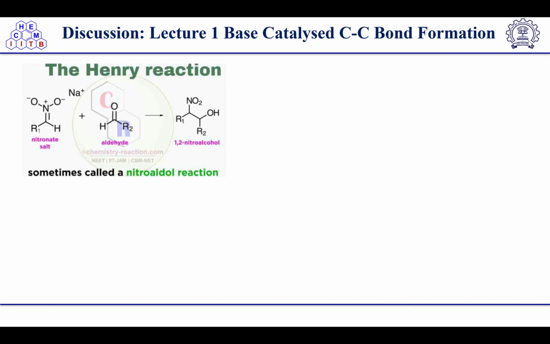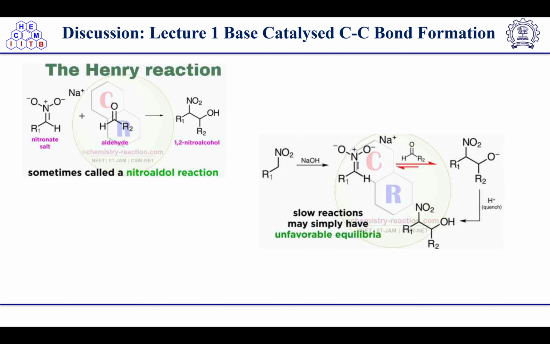So in Knövenagel reaction, we came to know that one is an ester group and the other one is a ketone. In Henry reaction, one is a nitro group and the other one is an aldehyde. If we talk about the proton abstraction part, from where will the proton abstraction take place? Anyone?